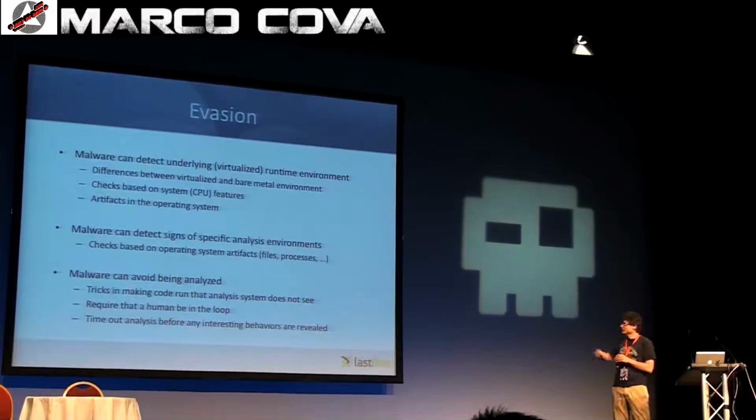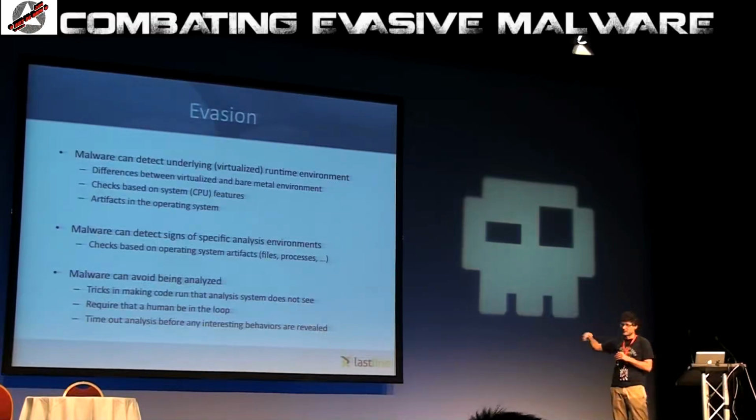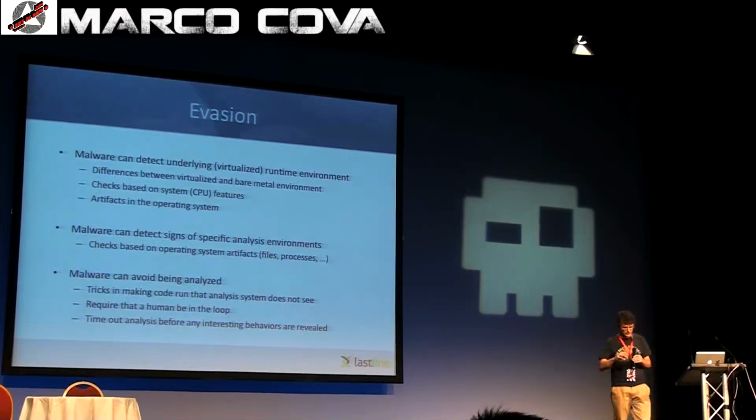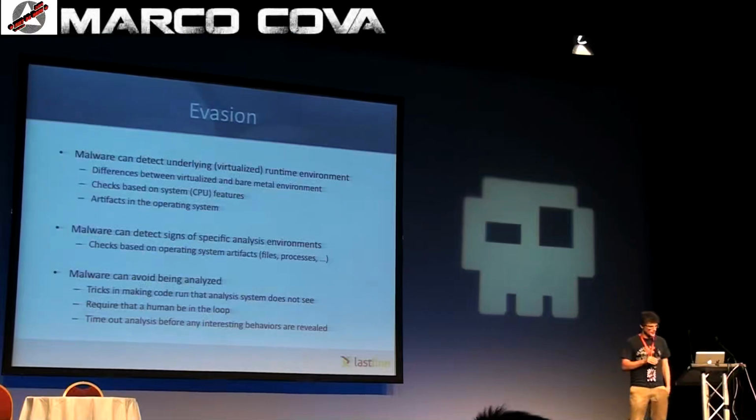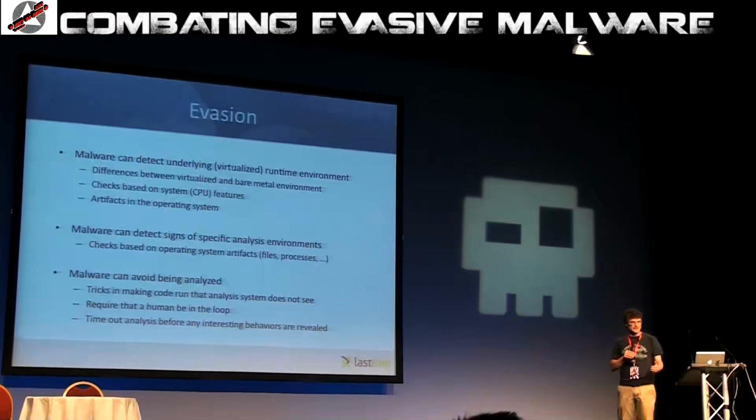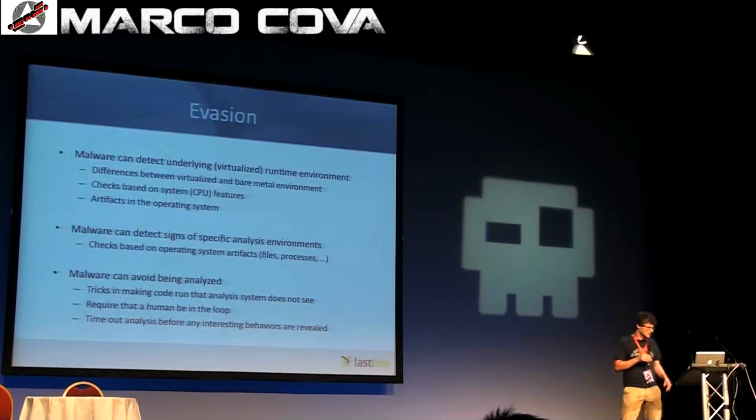Okay, we'll see some of the techniques that it uses to do that. It can exploit differences in the execution of certain instructions on a virtualized system versus the results that they provide on a physical machine. They can check for artifacts in the operating system that indicate that the operating system is actually running inside VMware or QEMU.